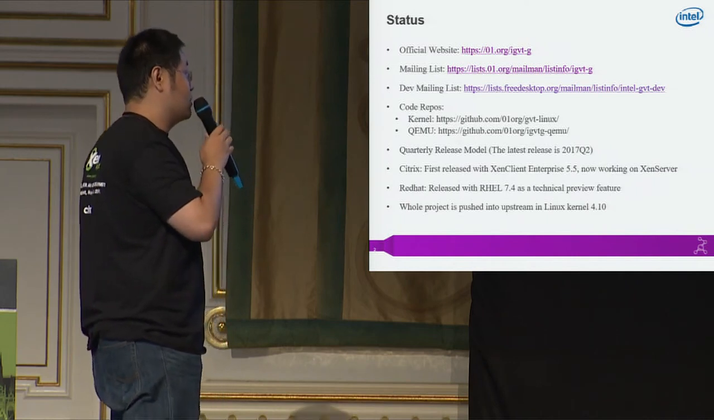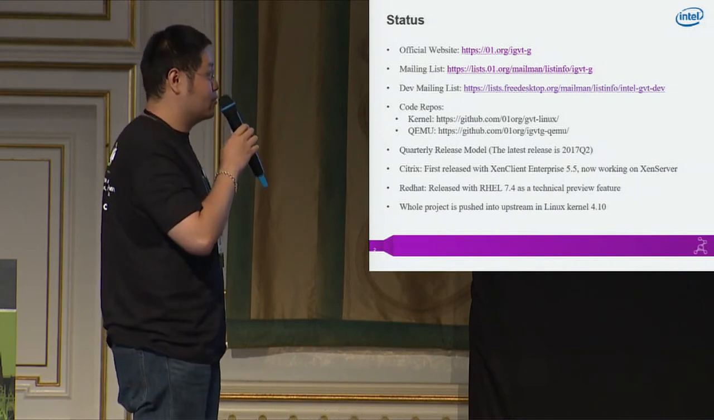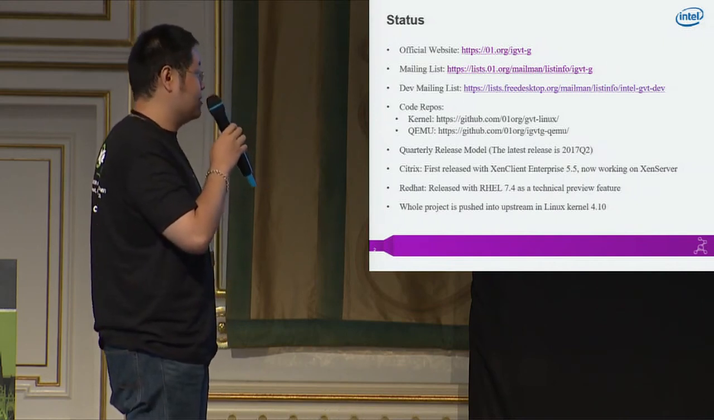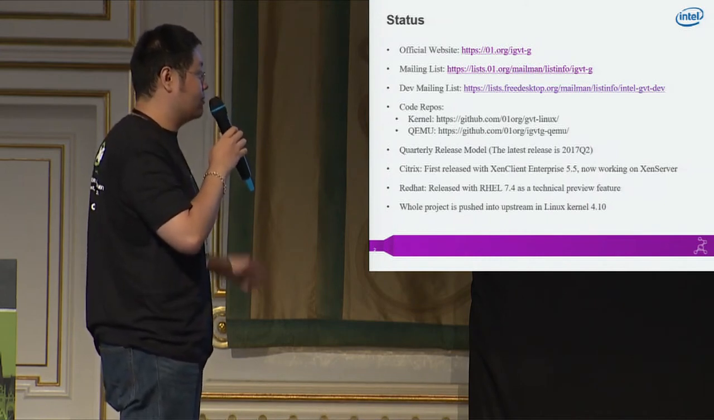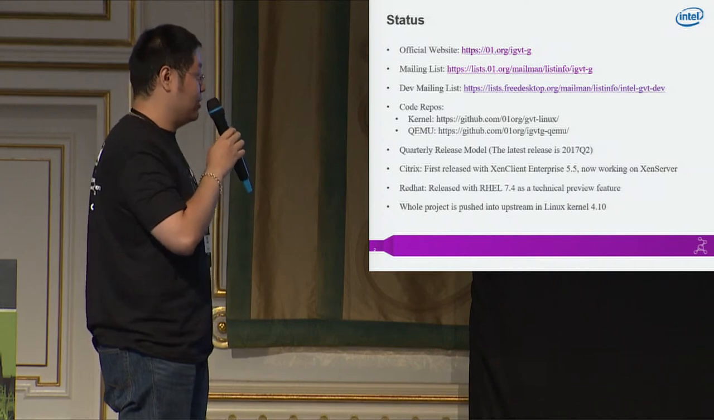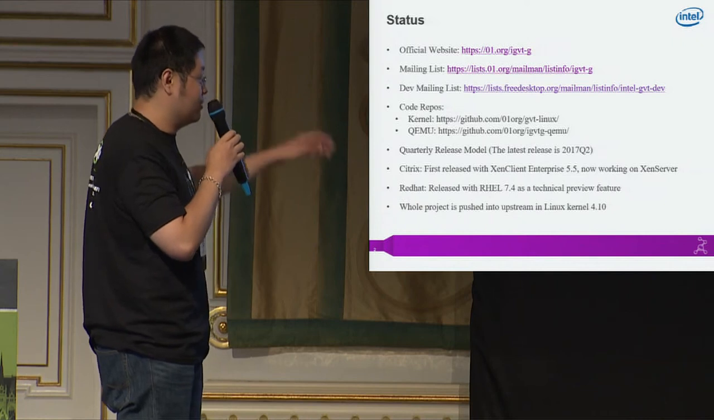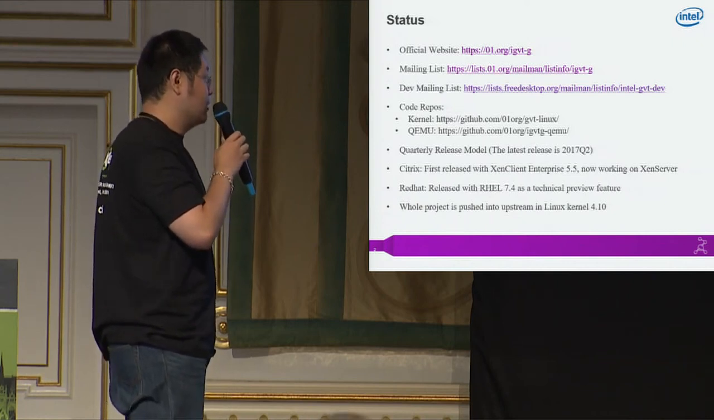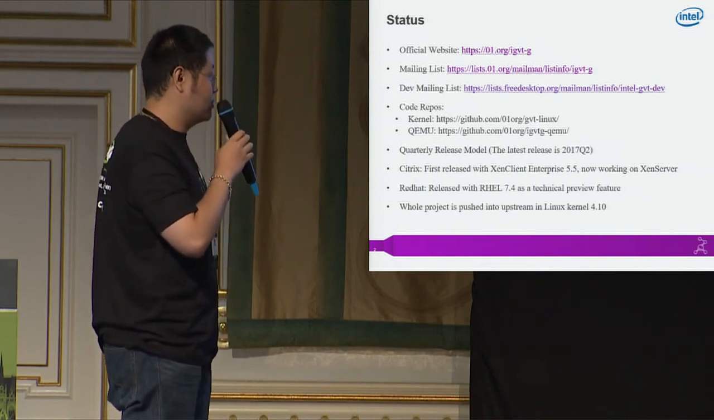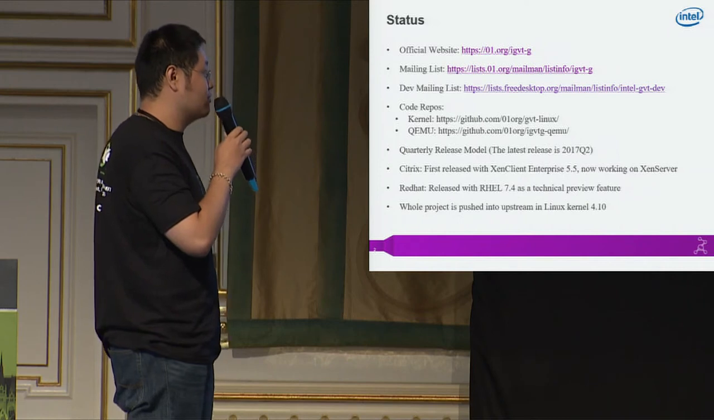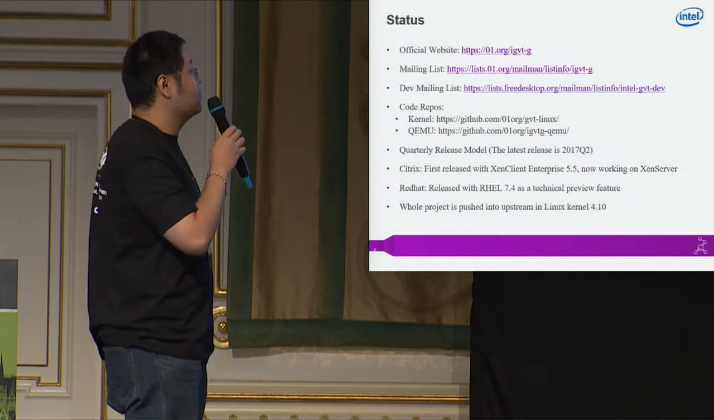And we have worked with Citrix for quite a long time, from Xen client, and now we are working on Xen server. And this year we also worked with Red Hat, and our feature has been integrated into Red Hat RHEL 7.4 as a technical preview feature. And the biggest progress we made this year is that we pushed the whole project into upstream Linux kernel 4.10.